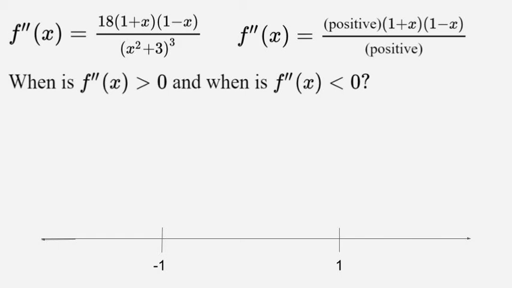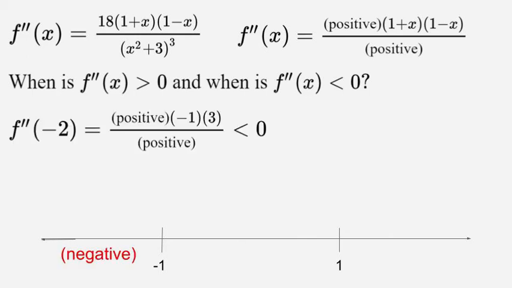And let's start by looking to the left side of -1. And you can plug in any number you want, as long as it's something you can easily compute by hand. And so I'm going to plug in -2 to the second derivative. And the fraction I'm going to be left with is a positive number multiplied by -1 multiplied by 3 divided by a positive number. And since I have 3 positive numbers and 1 negative number, and I'm multiplying and dividing all those things together, the answer there is going to be a negative number. And so I know that if I plug in anything less than -1, the second derivative is going to be negative, so let's label that on the number line down there.